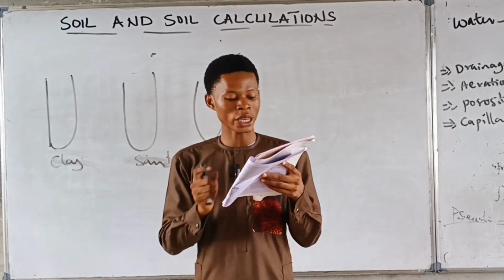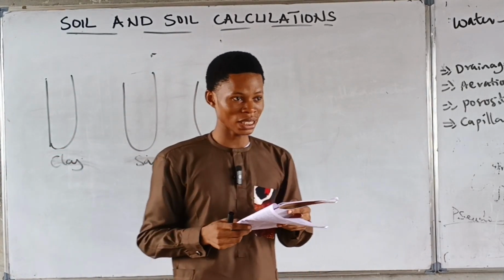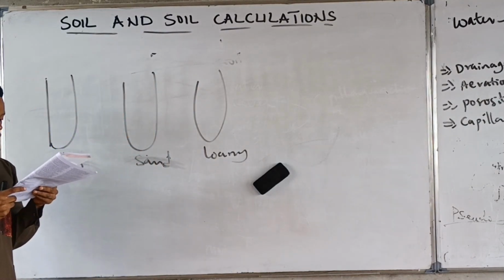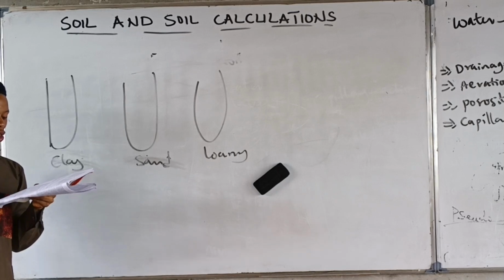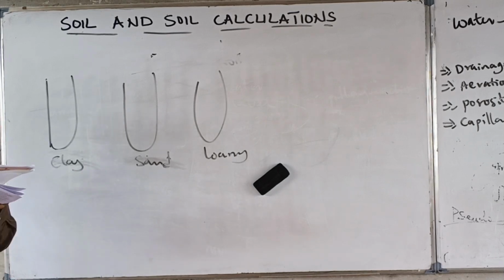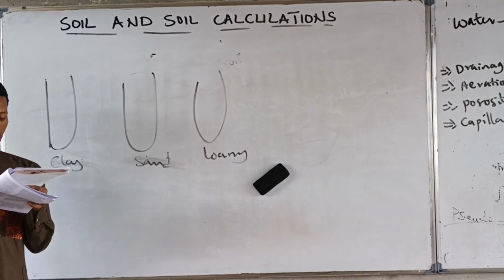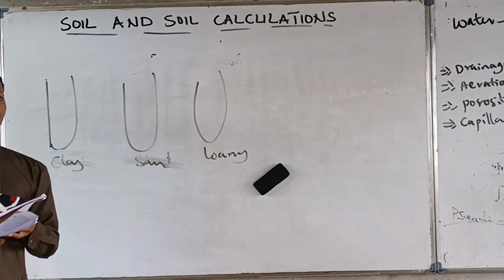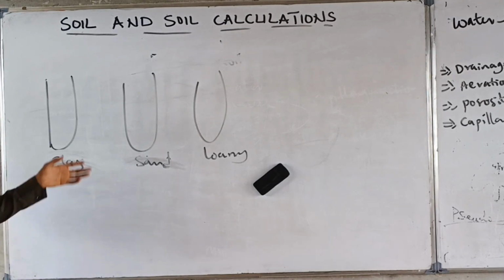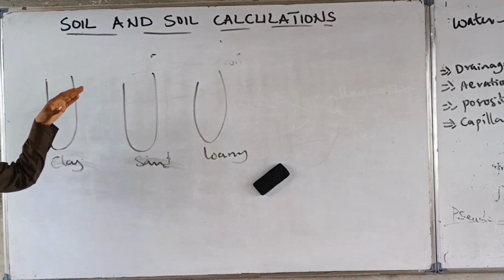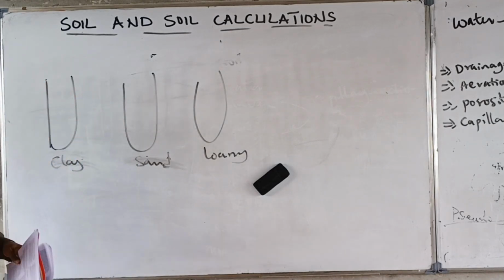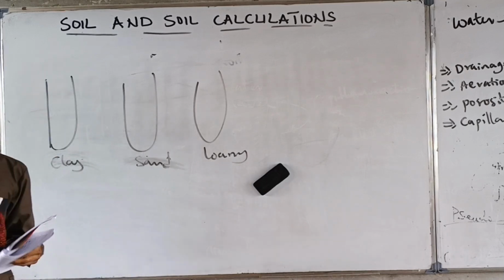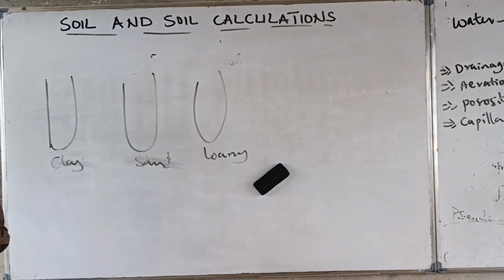A, lowest in the tube with clay. B, the same in all the tubes. C, lowest in the tube with loamy soil. D, lowest in the tube with sandy soil. What's the answer? Without the options, in these three types of soil, which one? You put water inside a beaker and place them in it. Now, which one will have the lowest level of water?